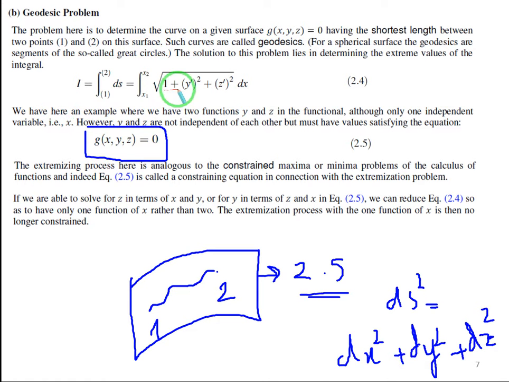This is a functional problem with a constraint, with a function constraint. In this course, we will speak about these kinds of problems and how we can solve them using Lagrange multipliers. And now let's speak about our last example.